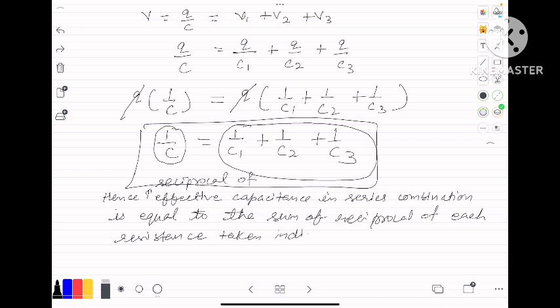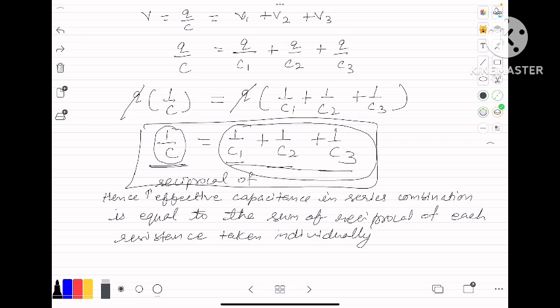अगर हर एक कैपेसिटर की कैपेसिटेंस के reciprocals को हम individually उनको sum कर दें तो that will be equal to the reciprocal of effective capacitance of the series combination.